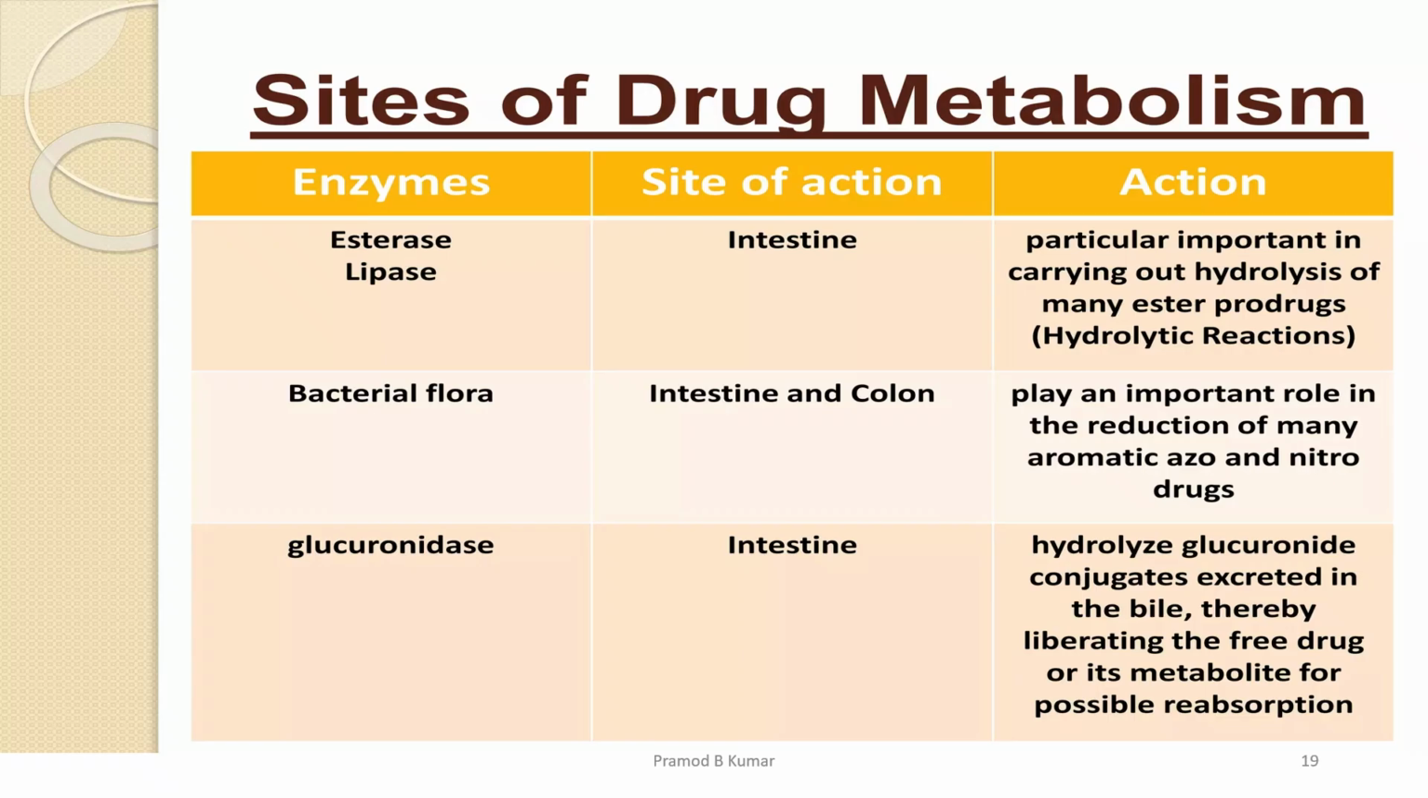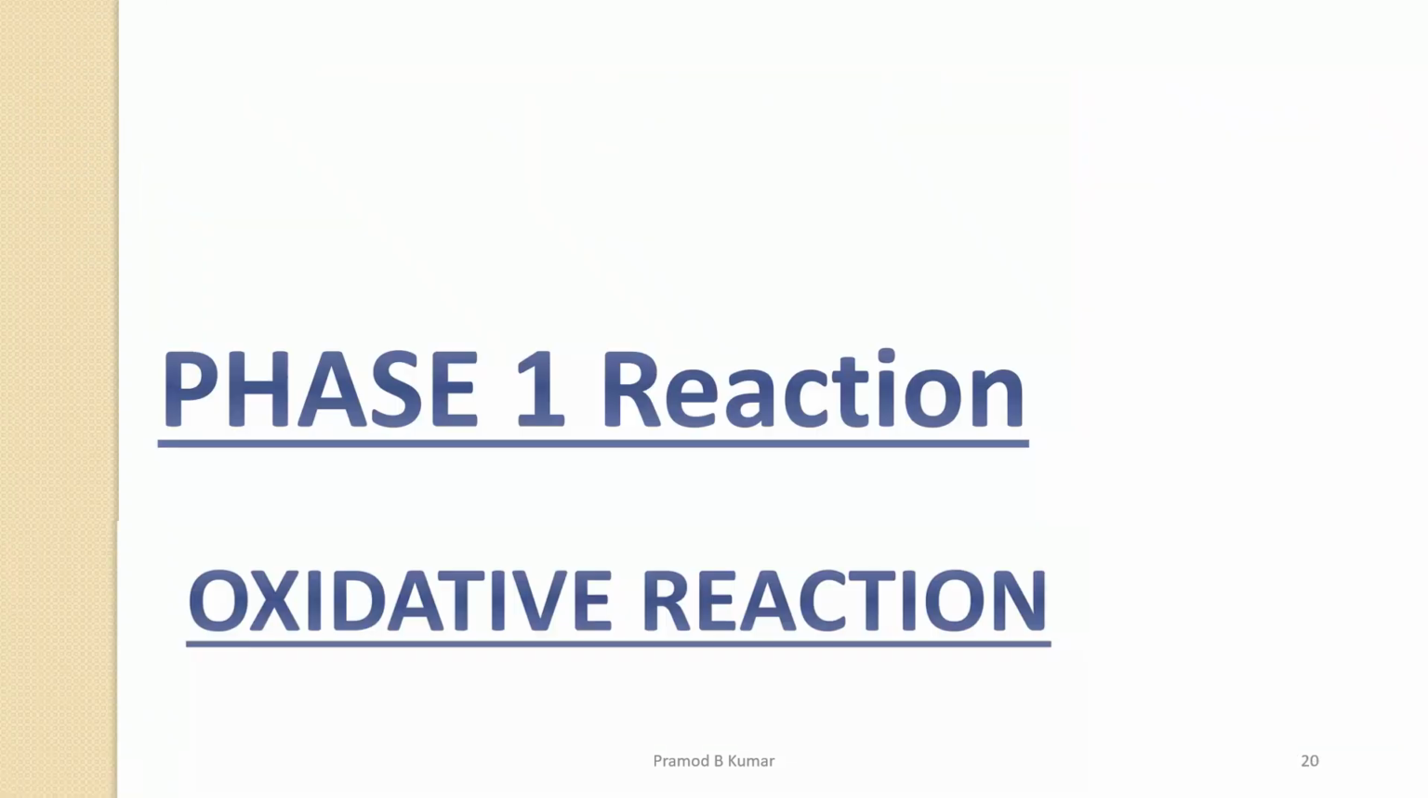Glucuronidase enzymes, which are present in your intestine, hydrolyze glucuronic acid conjugates excreted in the bile, thereby liberating the free drug and its metabolite for possible reabsorption. So as we know, during glucuronidation the drug gets conjugated. So this can again get back into the circulation using the glucuronidase enzyme, which is present in your intestine. What's the next step? Now let's go one by one.